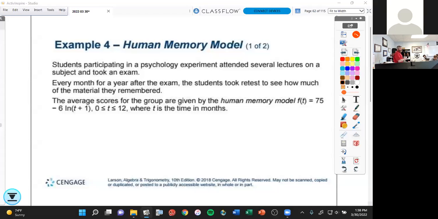Finishing up 5.2. Example 4, human memory model. We started this problem yesterday, but that's as far as we got. There's a psychology experiment. We take some lectures, we take a test. We take the same people that sat through the lectures, and a month later, we give them another test over the same material. A month later, we give them another test over that same material. What's going to happen to the person's memory over time? The test grade's probably going to go down, right?